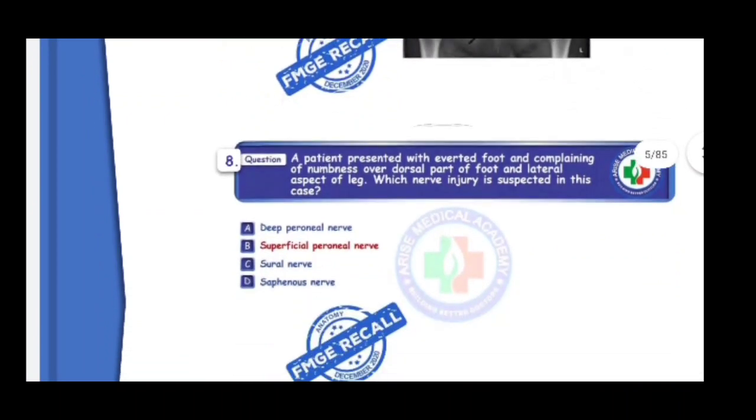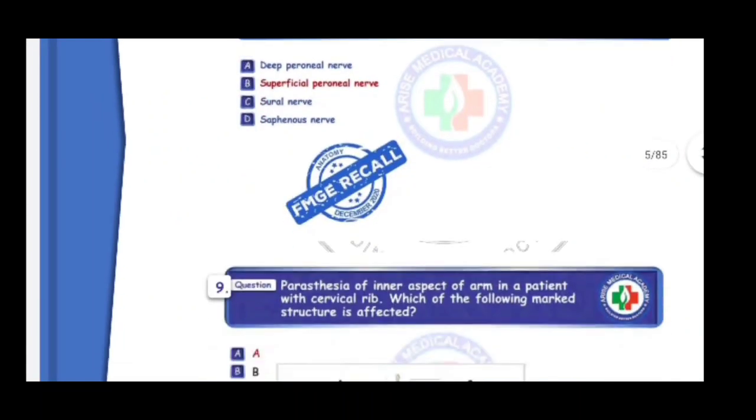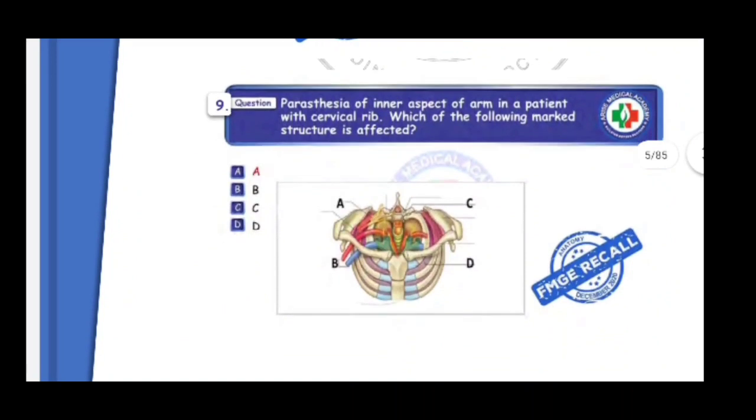Next one, a patient presents with everted foot and complaining of numbness over dorsal part of foot and lateral aspect of leg. Which nerve injury is suspected in the case? So correct answer is superficial peroneal nerve. Next question, paresthesia of inner aspect of arm in a patient with cervical rib. Which of the following marked structure is affected? So correct answer here is A.